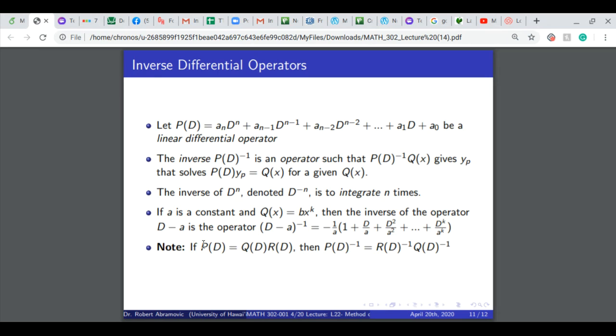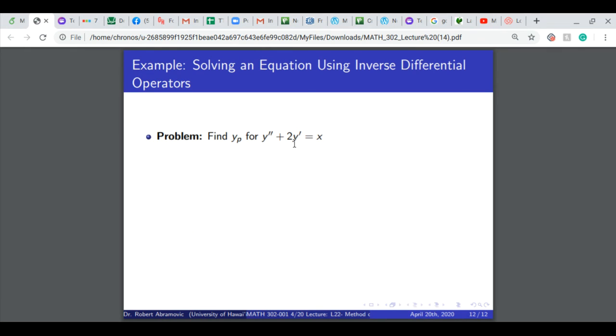Another important thing is that if the polynomial factors into the product of two polynomials, the inverse is the inverse of the operator that acts first times the inverse of the operator that acts second, or p inverse times q inverse. So here's an example of how that plays out.